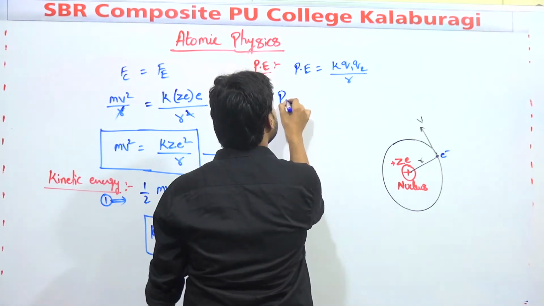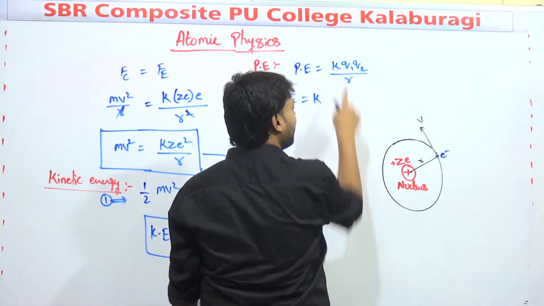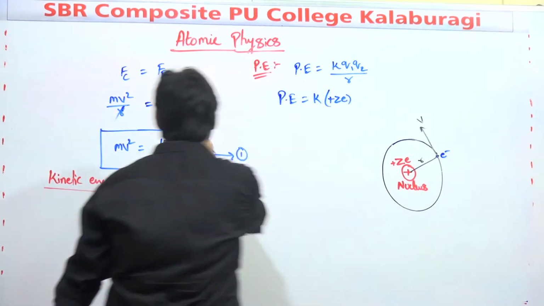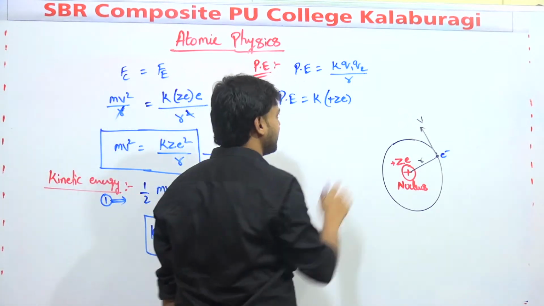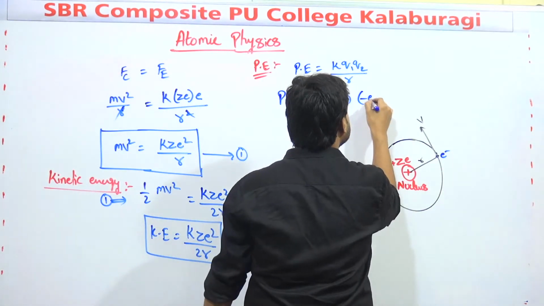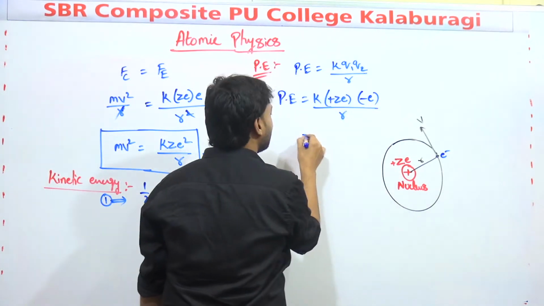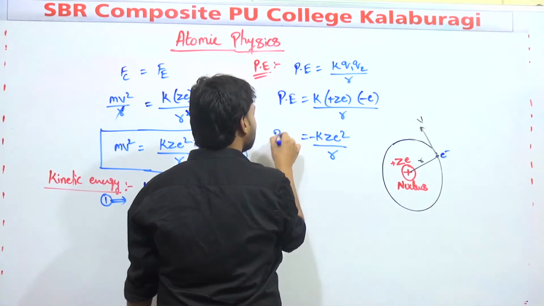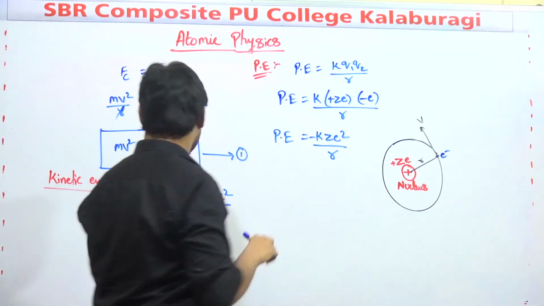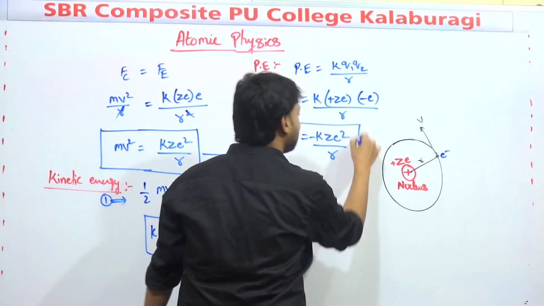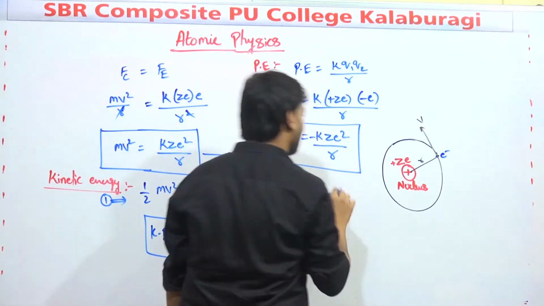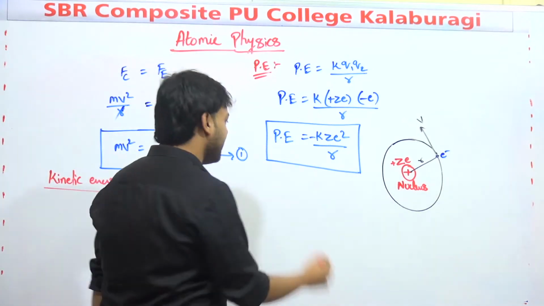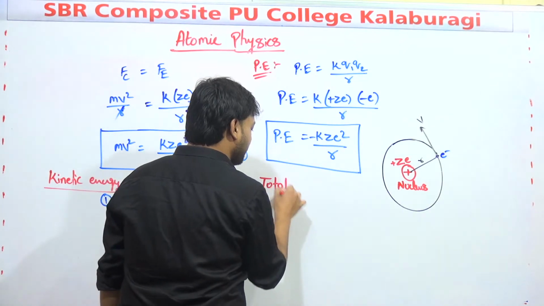So potential energy I can write as K. What is Q1? Positive ZE, plus ZE with the sign. But here only magnitudes, don't be confused. So Q2 is minus E divided by R. So what I can write is K ZE square divided by R, with a minus. So this will be the potential energy. So kinetic energy he gave, and potential energy he gave. Okay, so kinetic energy and potential energy we know. So can we calculate total energy? He thought like that and he calculated the total energy also.